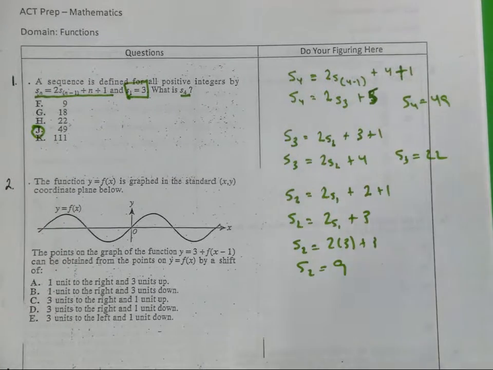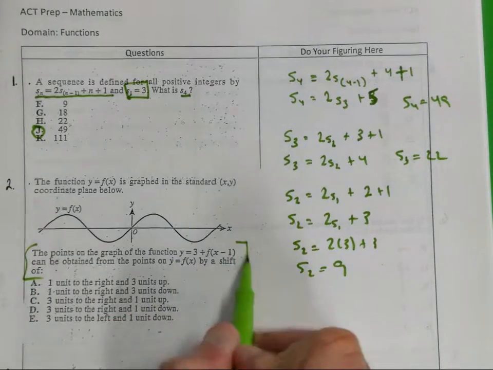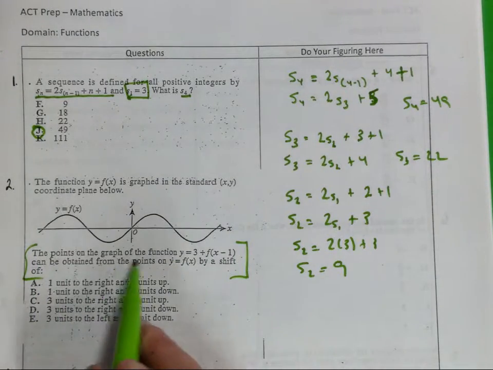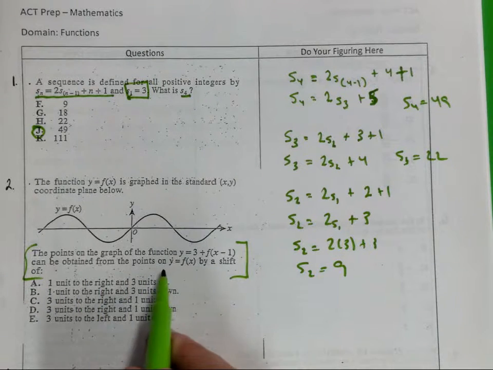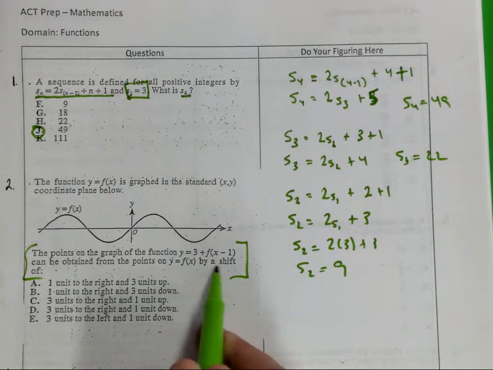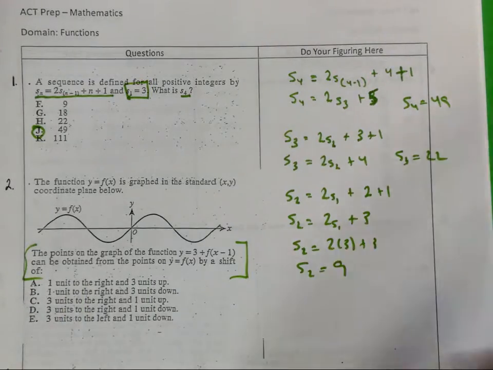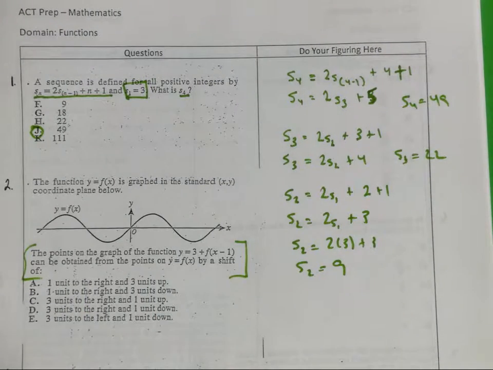All right, number 2. Read the question. The question's right here. The points on the graph of the function y equals 3 plus f of x minus 1 can be obtained from the points on y equals f of x by a shift of, glance here. Okay, when I glance here, I see descriptions. And I think back to Algebra 2, Trig, and Pre-Cal.